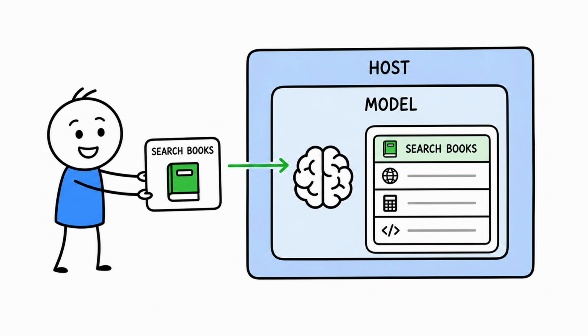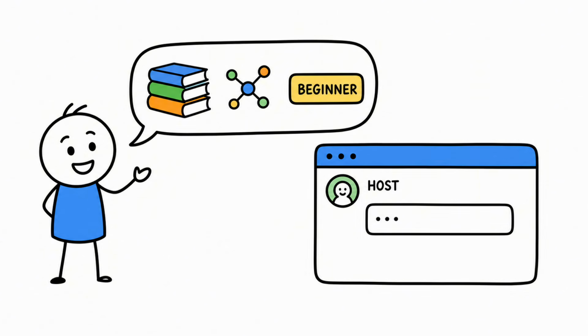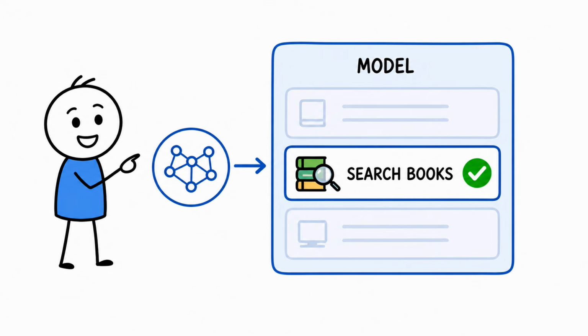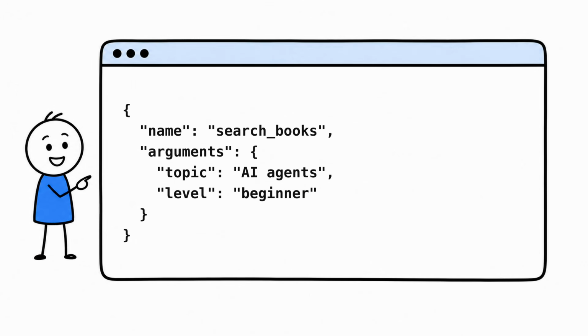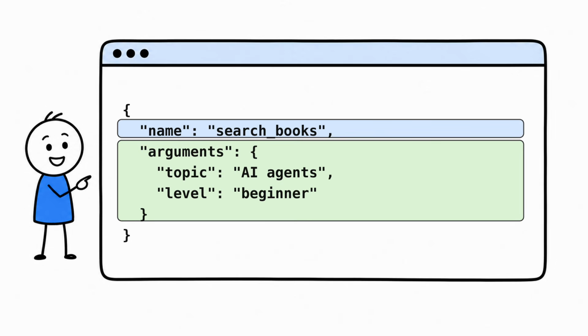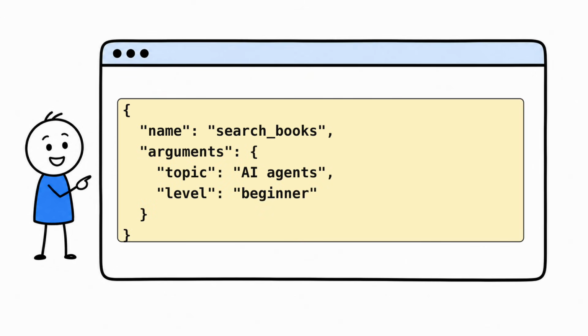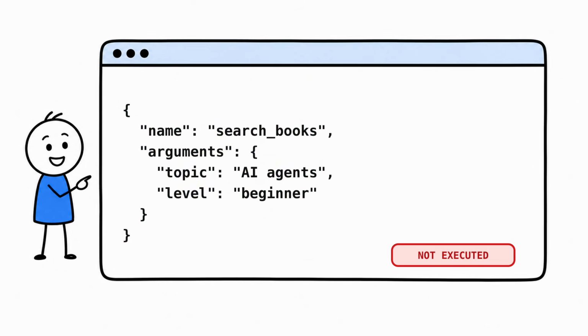The host makes that definition available to the language model. Now the user asks for beginner books about AI agents. The model selects SearchBooks from the capabilities it received. The next code object records that choice. It names SearchBooks and supplies 2 arguments: AI agents and beginner. This is structured intent. The model has not executed the tool.